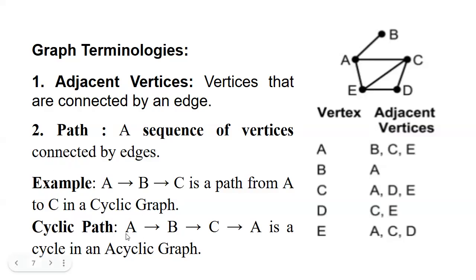Okay, what is cyclic path? The cyclic path is nothing but if you start your traversal from a node and go to visit all other nodes and come back to the same node, that is known as cyclic path. The starting point and ending point are the same, that path is a cyclic path.